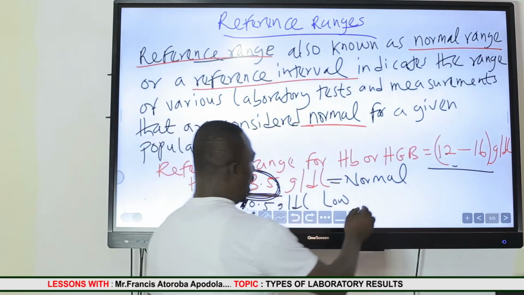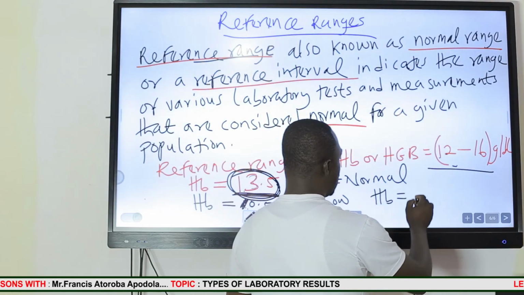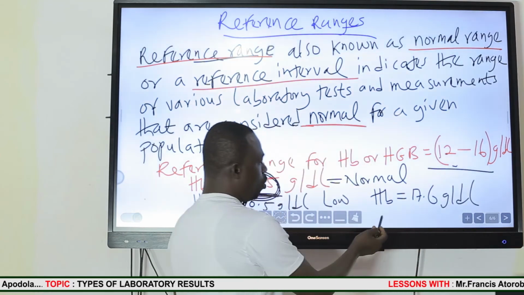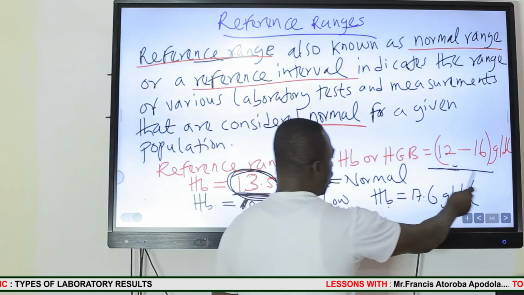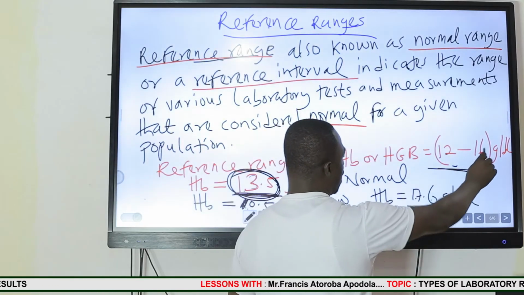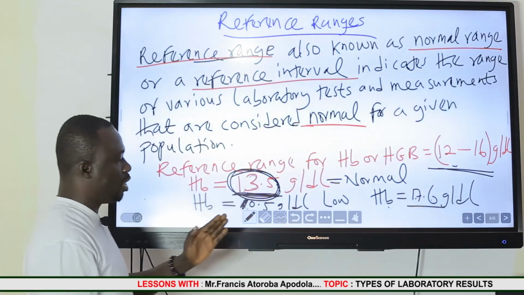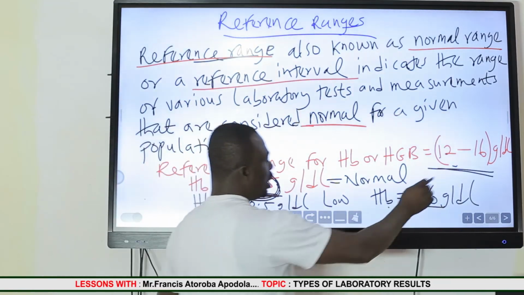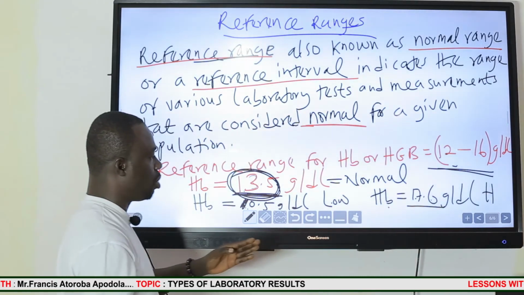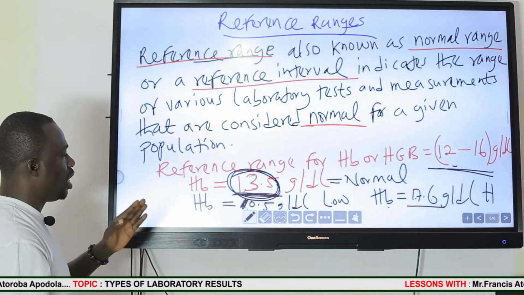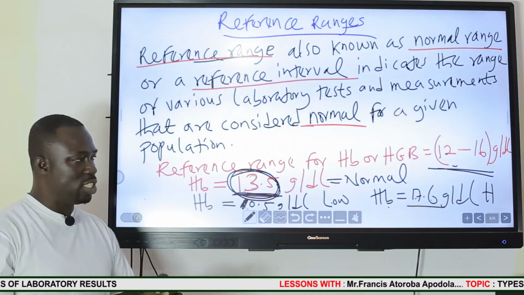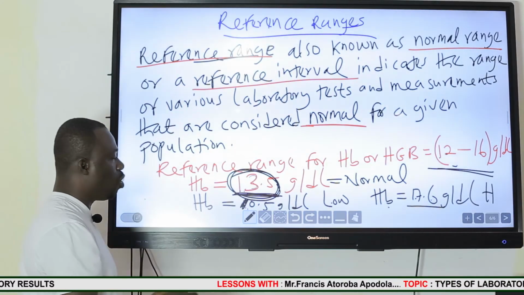Low. On the other hand, an HB value of, say, 17.6 gram per deciliter, if I'm comparing this particular test result with the reference range, we realize that 17.6 is greater than 16, which is the upper limit of the reference range, and that means that the result here is high. So here is normal, here is low, so the test result is actually what? High. So that is how we are able to determine whether a test result is actually normal or abnormal.